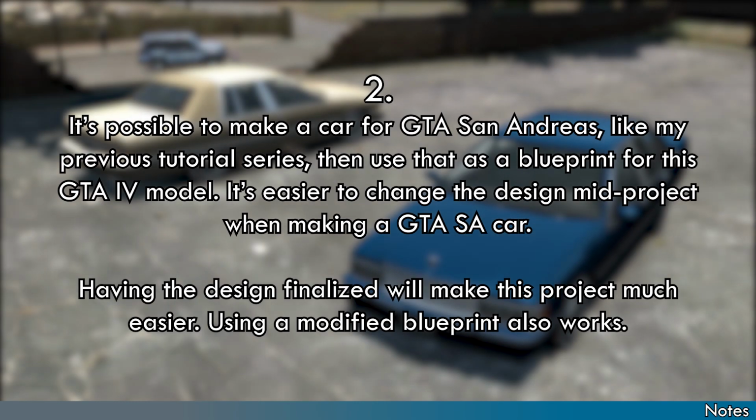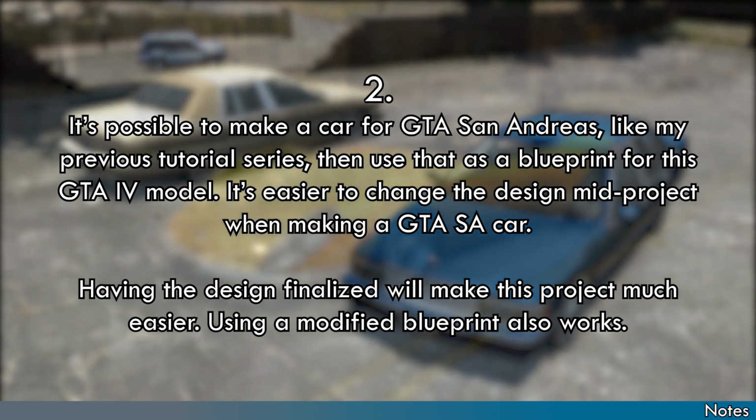Number 2. As we're not making the real car, you could actually make a car for other games like GTA San Andreas, like for my previous tutorial series. Then use that as a blueprint for this GTA 4 model as well, which is basically what I'll be using for this tutorial. Making cars for GTA San Andreas is easier, as when you can change the design mid-project, it's much easier to do there. And also, having the design finalized will make this project much easier.